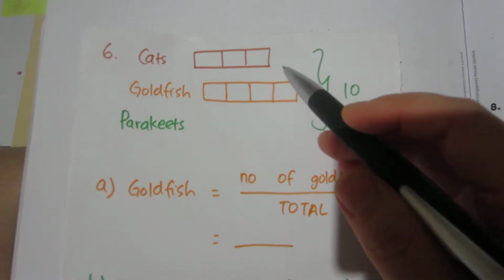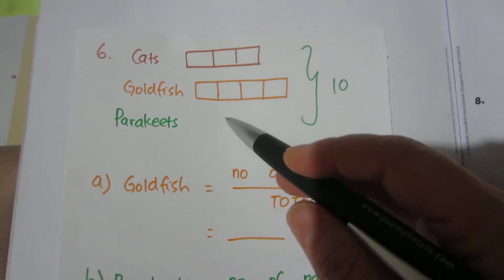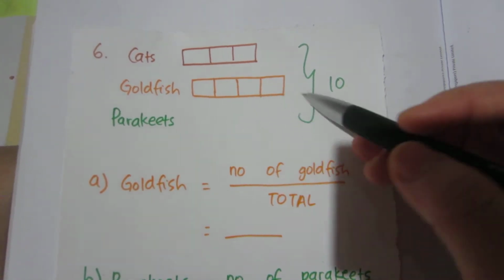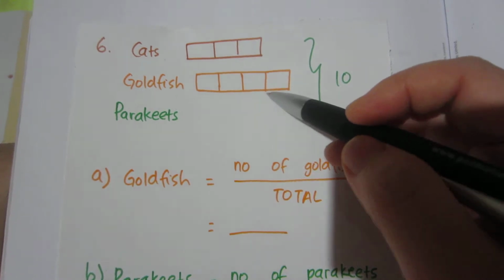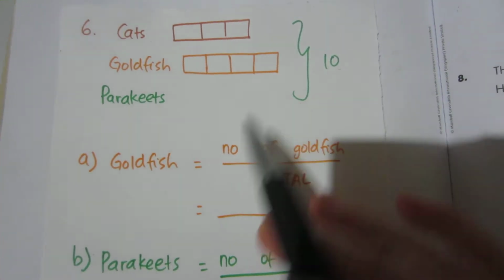Cats, we have 3. Goldfish, we have 4. And parakeets, we do not know. But we can easily find parakeets by subtracting this with this and this. Then you get the answer of the parakeets because 10 is the total of all these pets.